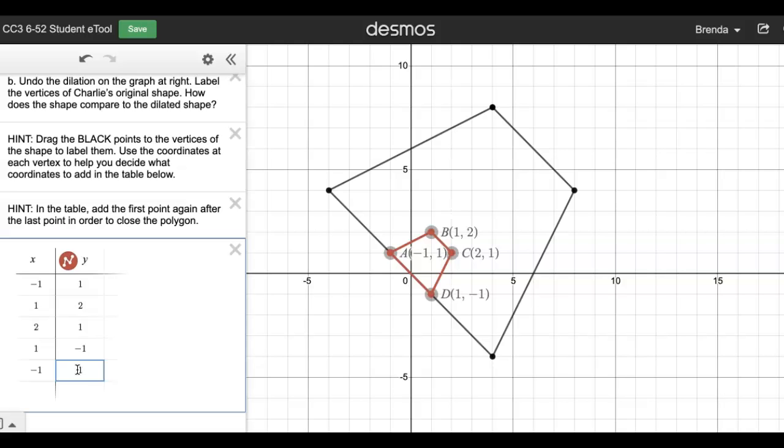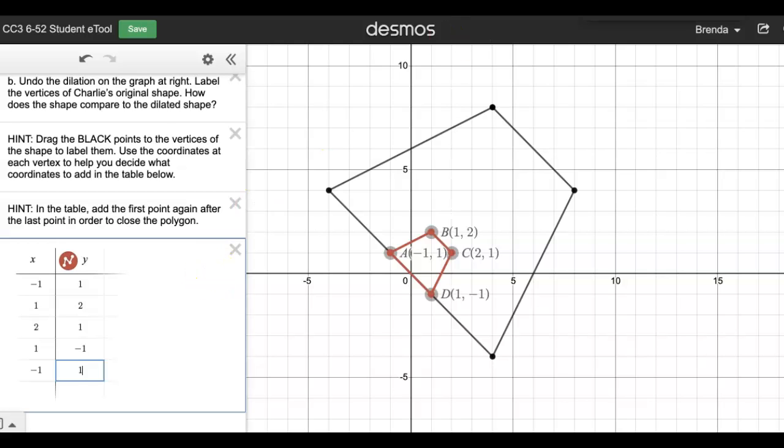So now we can see this was our pre-image before it was dilated, which makes sense because we divided that by 4, or it's 1/4 of the size of this shape. So you can think of that as we divided each one of these by 4, or we multiplied each coordinate times 1/4, which is what we did yesterday.